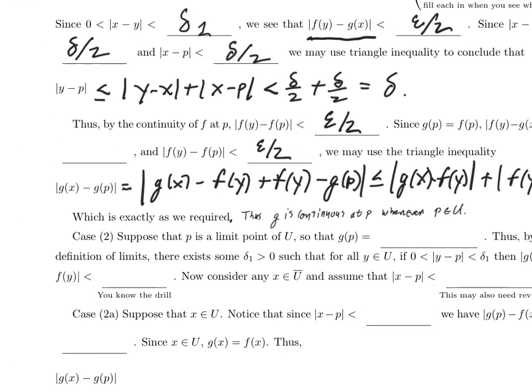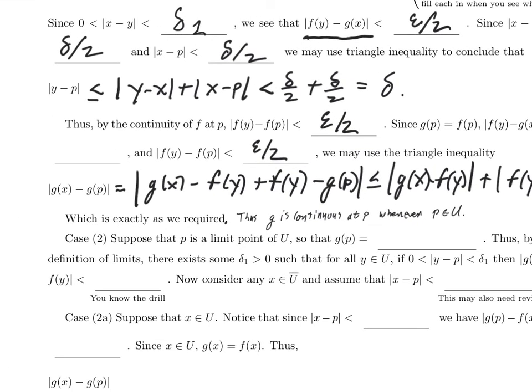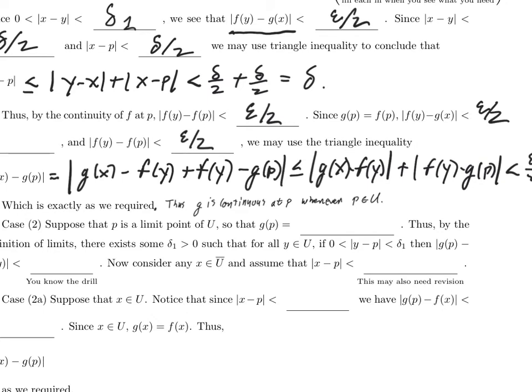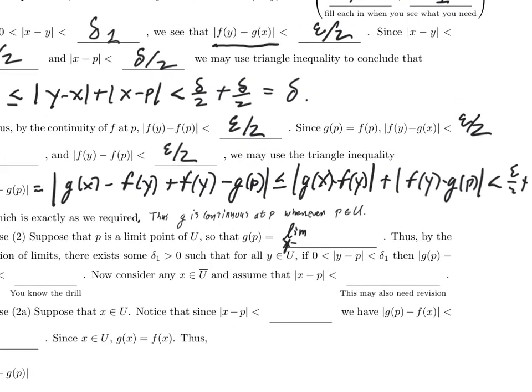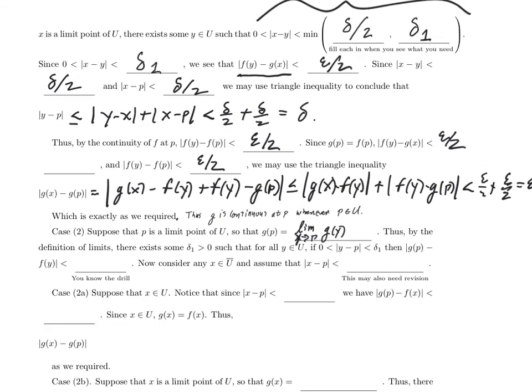So, the case left to deal with is, let's suppose that the point p isn't actually in U. Let's suppose that p is a limit point of U. In that case, I have that g of p is equal to the limit as y approaches p of f of y. So, by the very definition of limits, there exists some delta 1 such that for all y in U, if 0 is less than the absolute value of y minus p is less than delta 1, then the absolute value of g of p minus f of y is less than, well, I think we came up with epsilon over 3 being what we need.